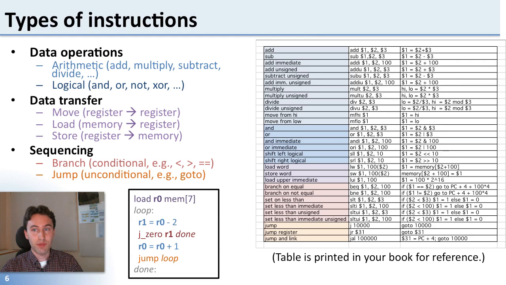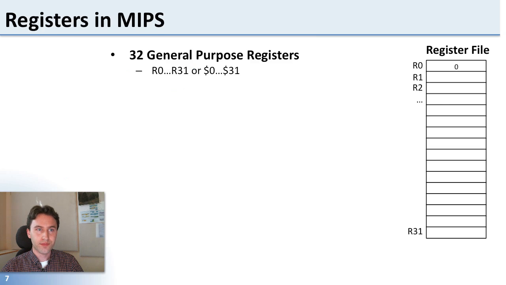Here's a table of all the MIPS assembly instructions that you're going to be looking at in class. As you can see, these are divided up. Here are the arithmetic operations for add and subtract and multiply and divide. Here are the logical operations. Here are the load and store operations. Here are the conditional branch instructions, and then here are the unconditional jump instructions. You've got a convenient table of this printed in your textbook, so feel free to take a look at that while you're working on the labs.